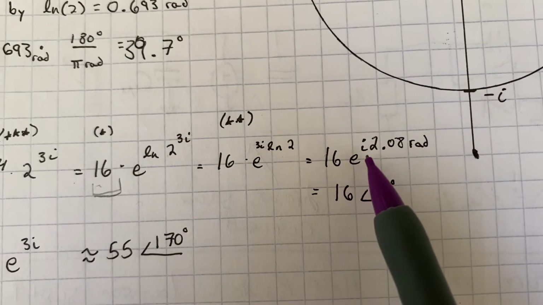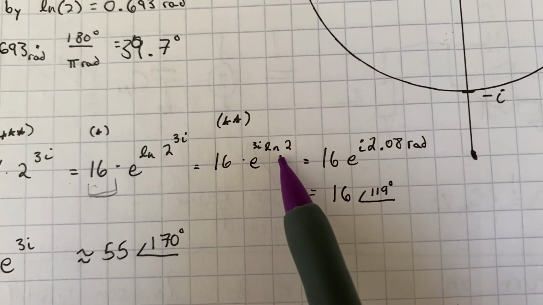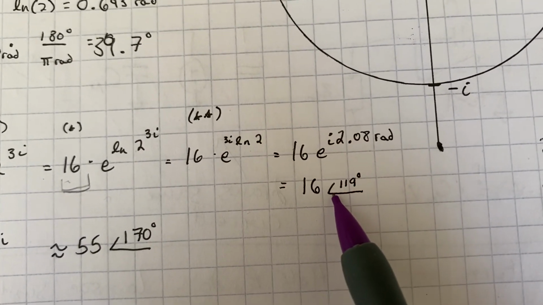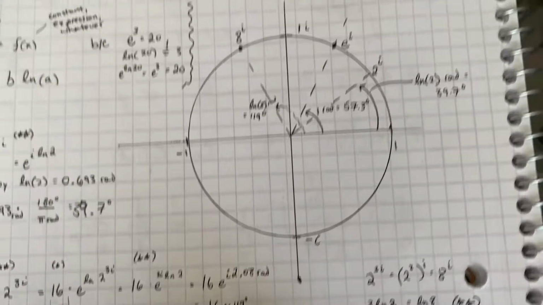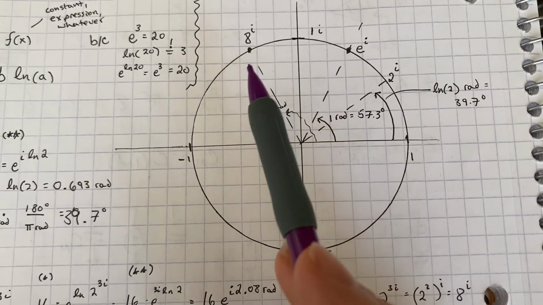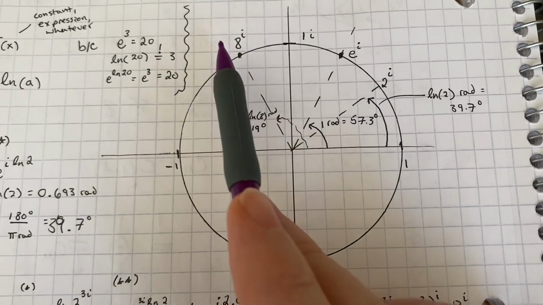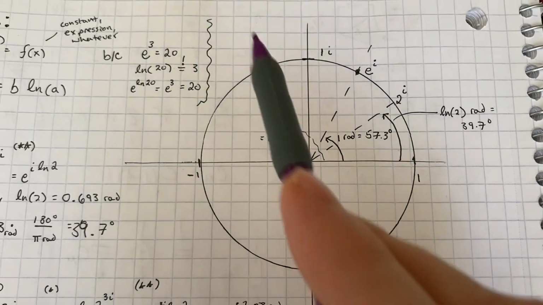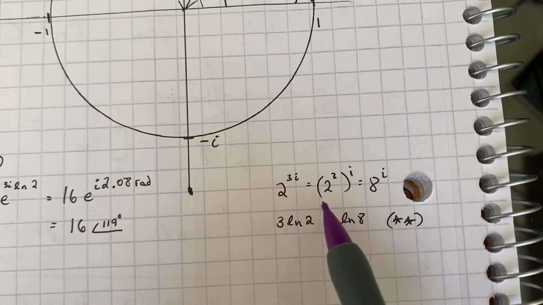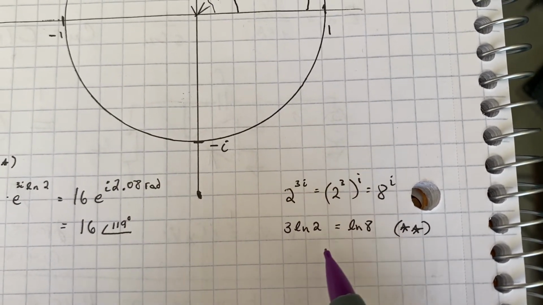We have 16 e to the i times 2.08, which is the natural log of 2 times 3. And if we convert that to degrees, we see that that is 119 degrees. And that also happens to be 16 times 8 to the i, if this were a magnitude of 16 away from the origin. Here it's plotted as a magnitude of 1. And just as a quick aside, 2 to the 3i is also 8 to the i in this way.